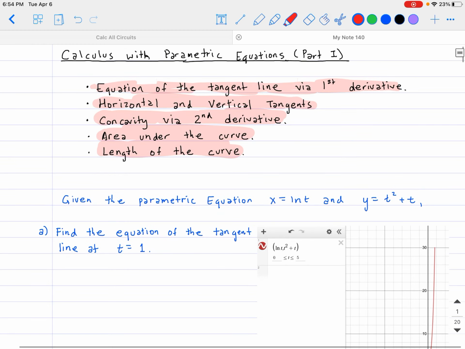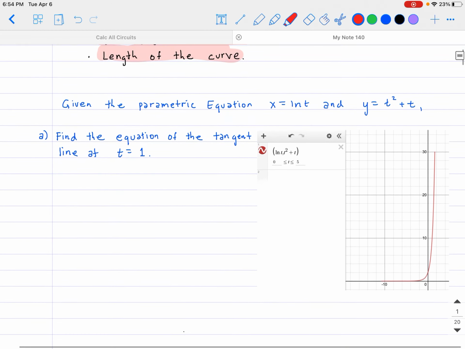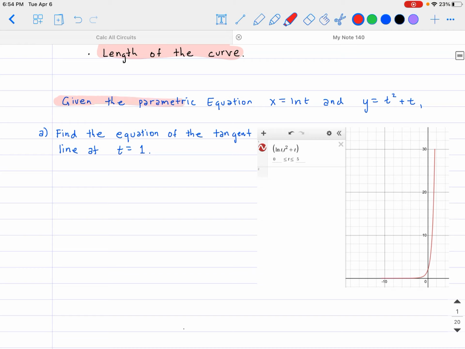Okay, so let's look underneath at this problem. Given that the parametric equation is x equals ln t, and also y equals t squared plus t, I want to find the following. The first part is I want to find the equation of the tangent line at t equals 1. Over here on the right hand side, you can see that I have the graph of it. It's a little hard to see because I have to squeeze the picture in there, but hopefully you can get an idea.